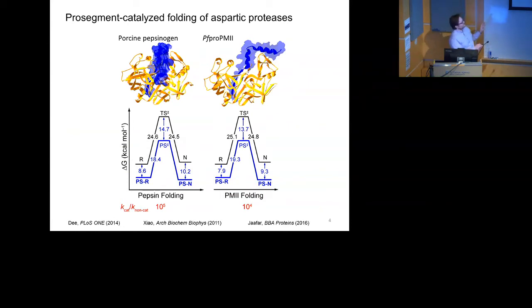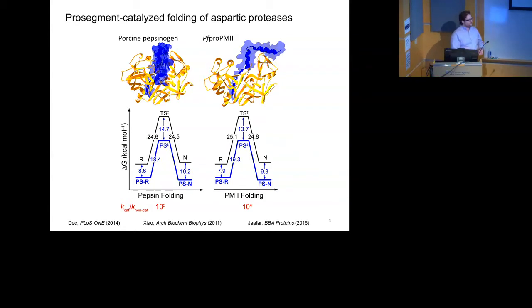But the key thing that it does is it binds to the transition state and stabilizes it more than it does to the other state. So it lowers the folding barrier, so it catalyzes the folding just like an enzyme would. And it also binds more tightly to the native state than it does to the denatured state. So it actually shifts the equilibrium to favor the native form.